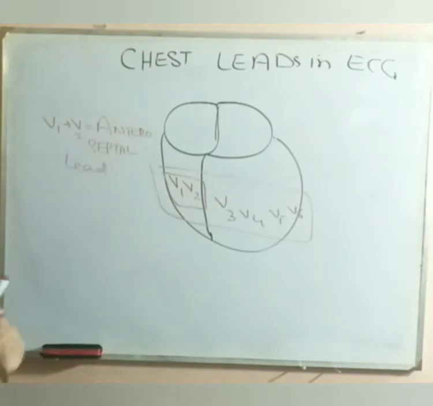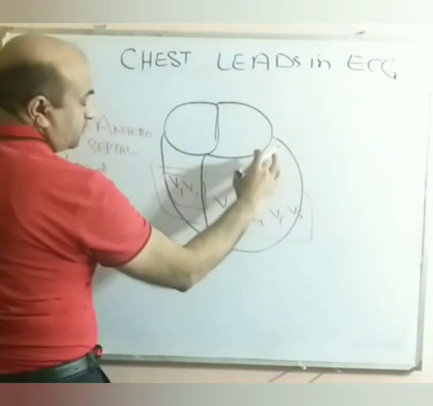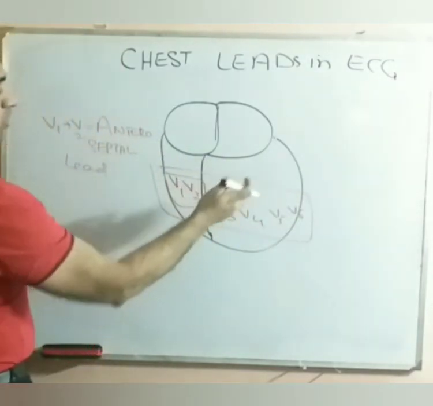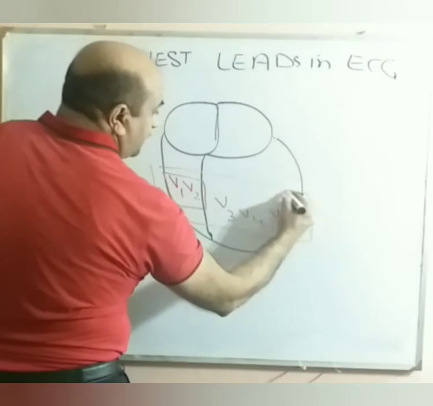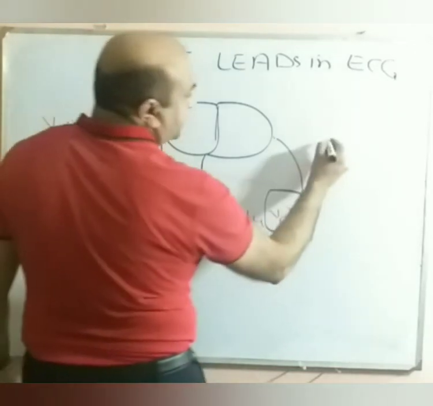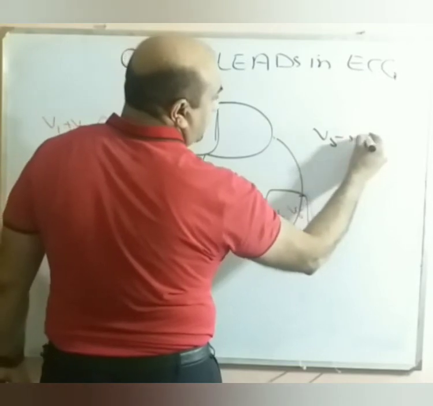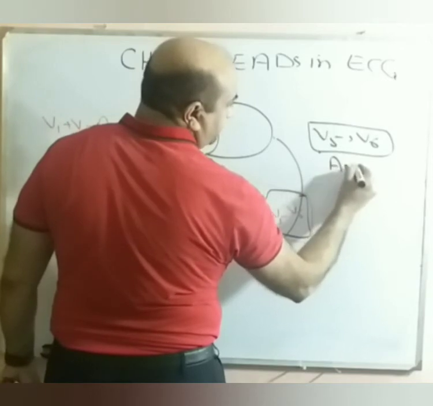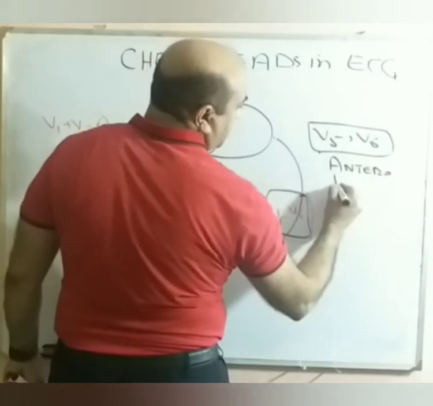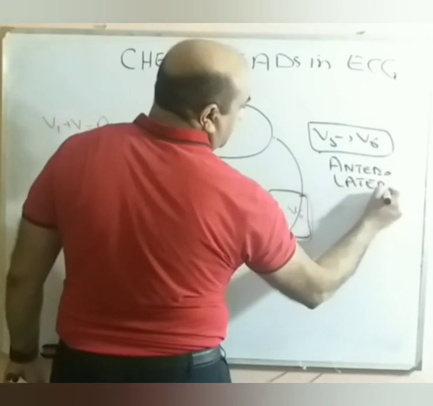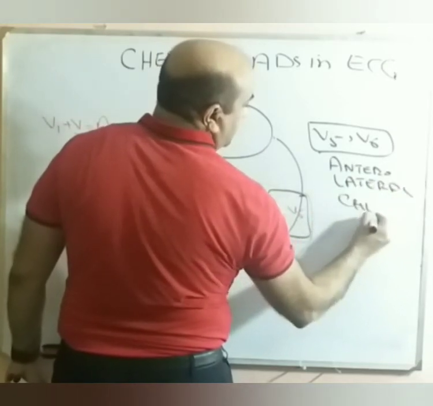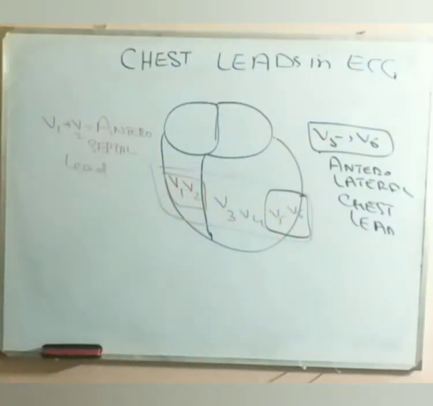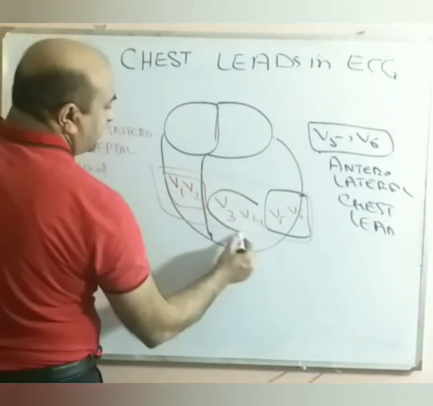If you focus on V5 and V6, though they are located in front of the anterior wall, they are more towards the lateral part of the anterior wall. So V5 and V6 are grouped as anterolateral chest leads. And V3 and V4 are purely anterior leads.